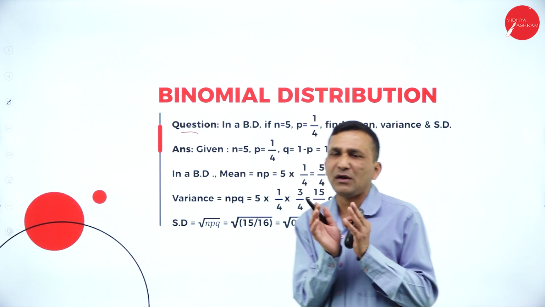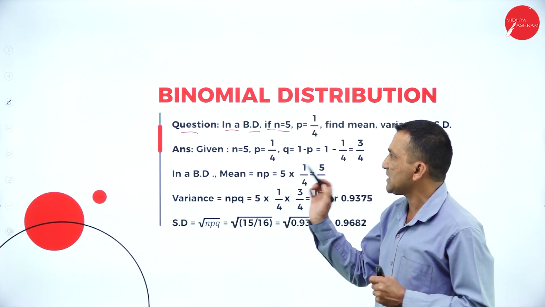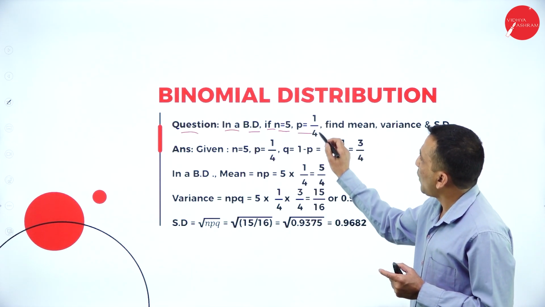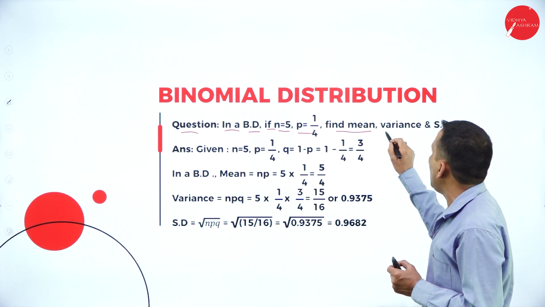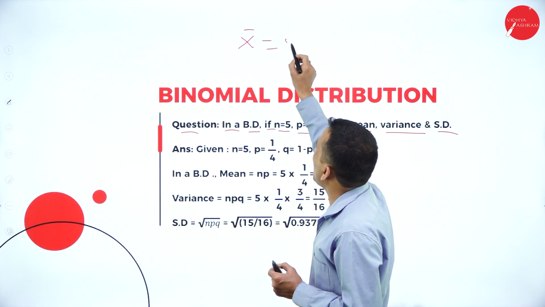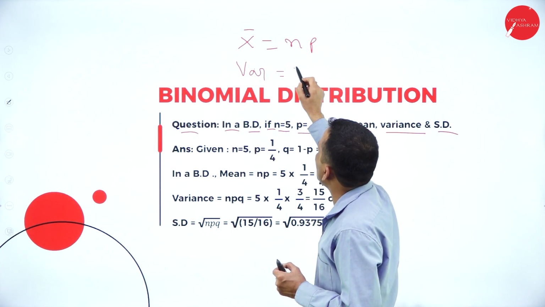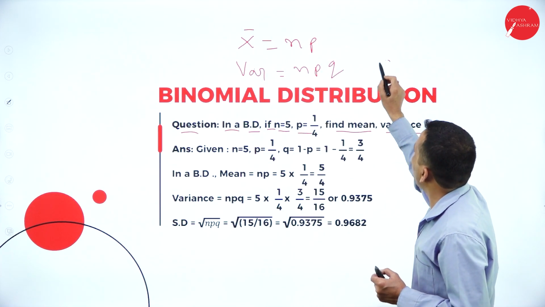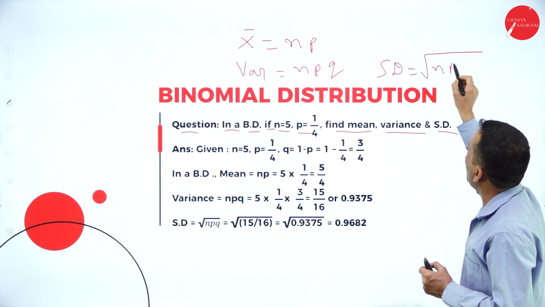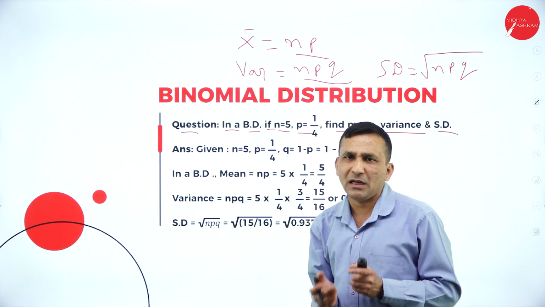Here is one question for binomial distribution. In a binomial distribution, if small n is equal to 5 and the probability of success P is 1 by 4, find the mean, variance and standard deviation. The mean X bar is N into P, and the variance of X is NPQ. If asked for the standard deviation, write the square root of NPQ. N and P are the binomial parameters.